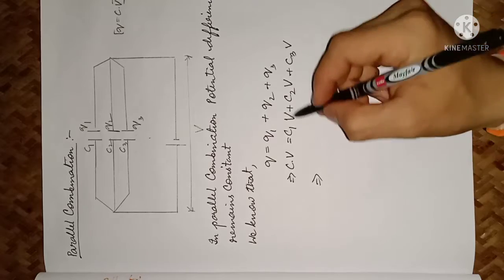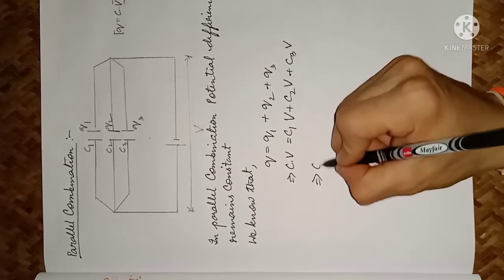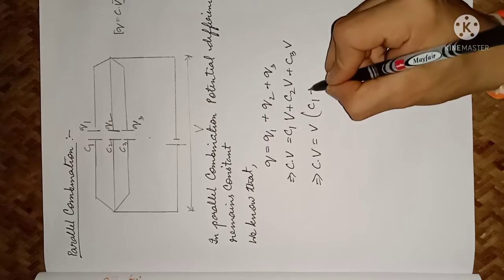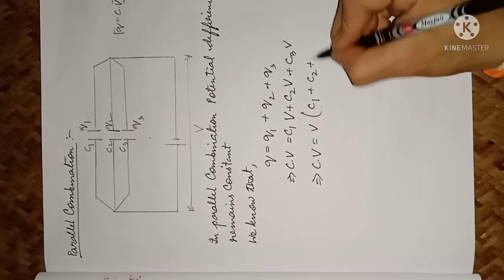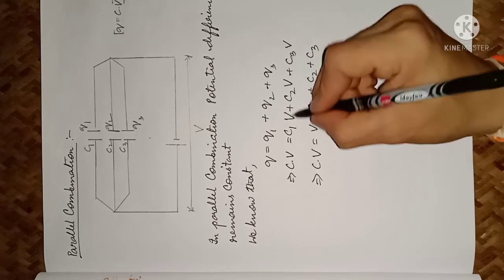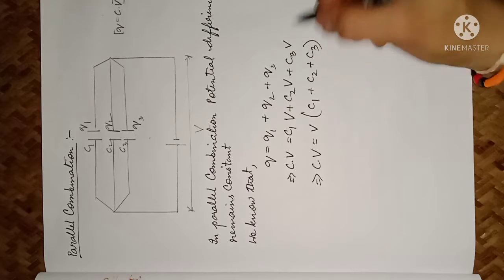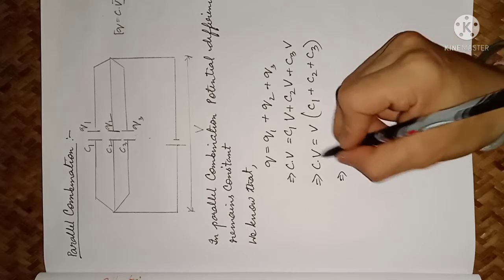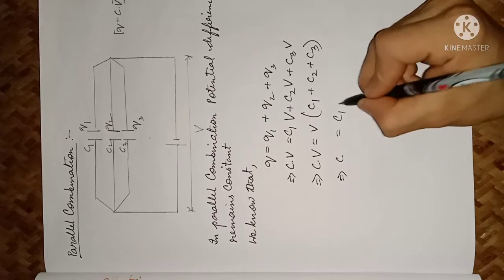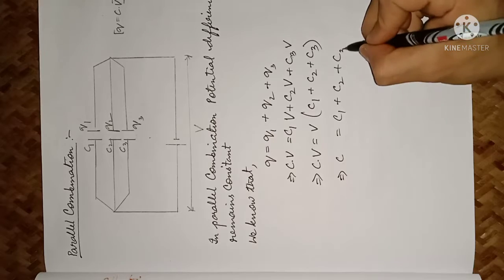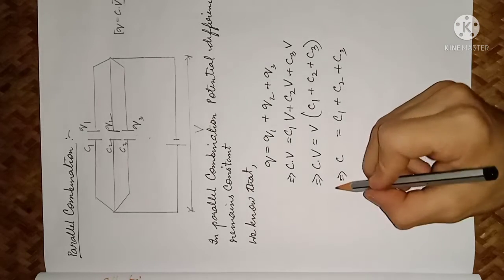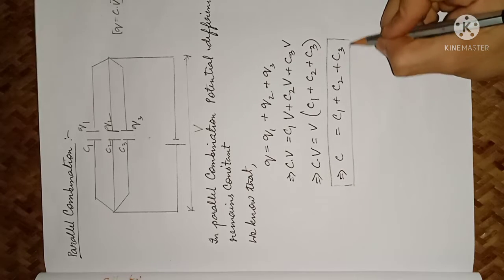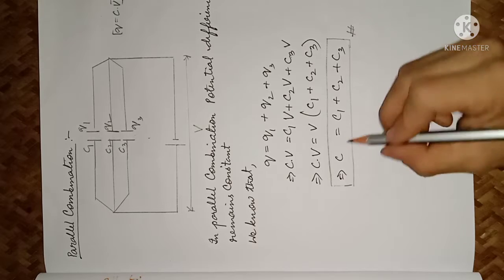So we can take V common here. C into V is equals to V common. If you take V common, then what remains? C1 plus C2 plus C3. So now we can cut V and V. So C is equals to C1 plus C2 plus C3. This one is the required expression for parallel combination of capacitors. So this is the important formula you need to note down.